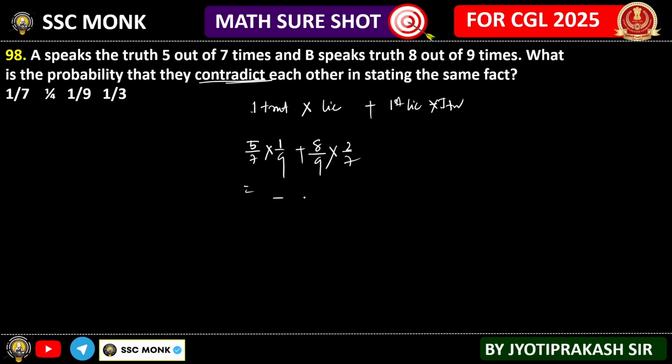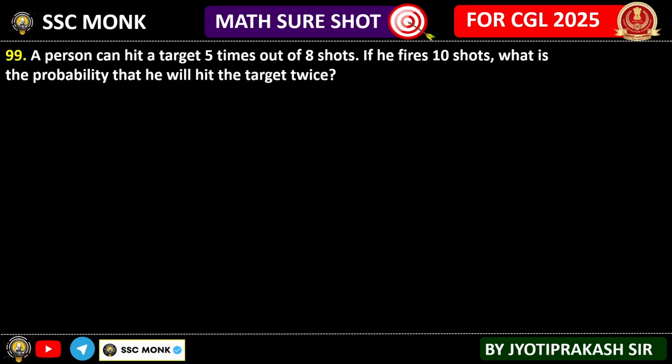What is the total? Sir, 35. 5 plus 1, 6, 8 plus 2, 10. So 8 into 2, 16, 16 into 5 is equal to 21, that is equal to 1 by 3. Answer option D.